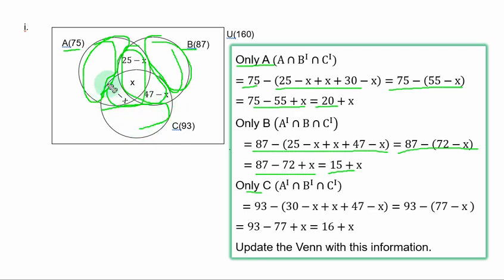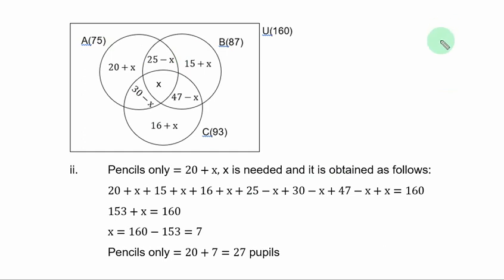As usual, you add these three parts together, subtract it from 93. That is what you have here. That simplifies to this. If you open the bracket with the minus sign, you have this result, and that is 16 plus S. We need to update the Venn diagram with this information. At this point, you have the complete Venn diagram.